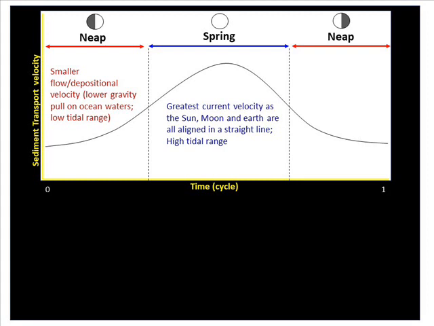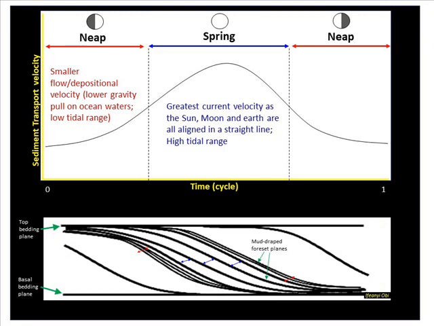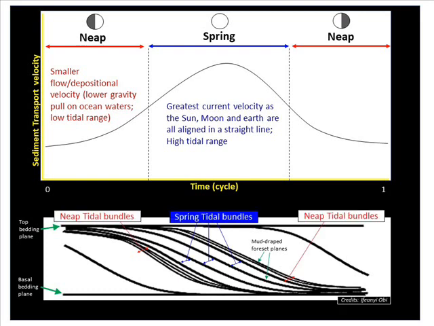The section below shows a typical representation of the tidal bundles and their thicknesses for both neap tide and spring tide. So we observe here that in the neap tidal bundles we record very small sand content, or very small thickness in terms of sand content, between the mud-draped foreset planes. On the other hand, for the spring tidal bundles, we see much thicker sand beds, or sand content, between the mud-draped foreset planes.